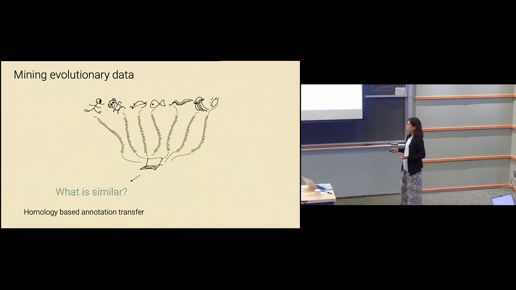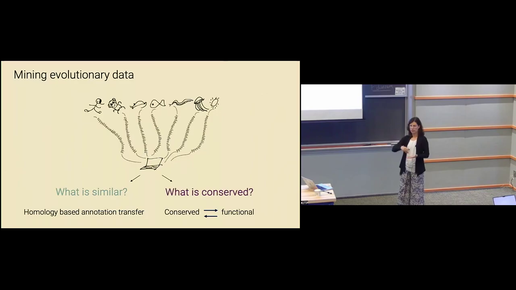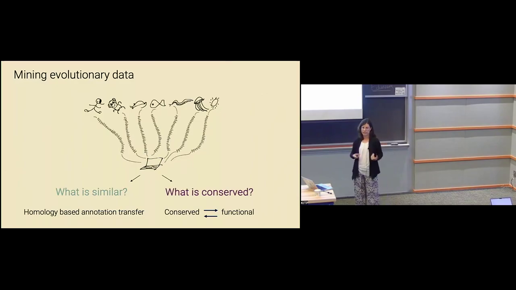So, for example, we can ask the question, what is similar? We can use homology-based annotation transfer, which we have been doing for decades for ordered proteins, to annotate function and find out which sequences are similar. Once we have a set of sequences we know are similar, we can also ask what is conserved between them, and which features we see conserved. Assuming that what is conserved across millions of years of evolution is functional, this can give us hints of functional sites, for example, within IDRs.